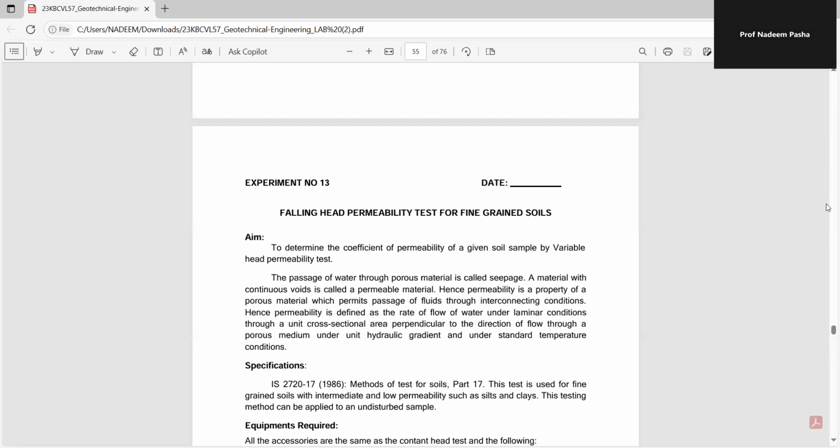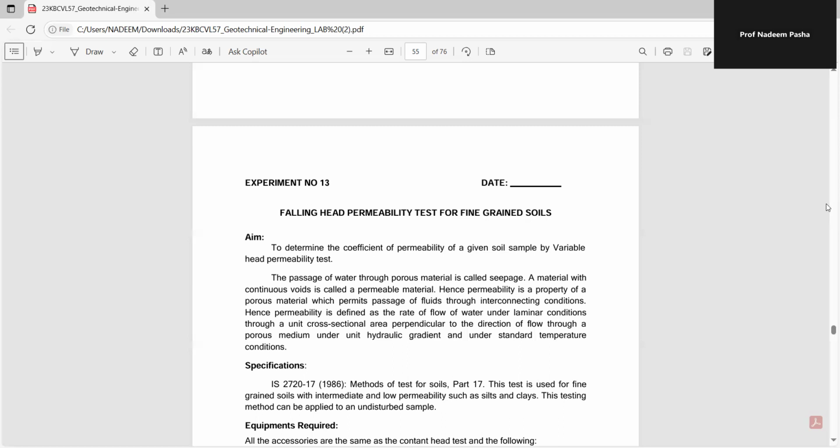The falling head permeability test is a very important test, and before going forward we need to understand what we mean by permeability. So what is permeability? Permeability is nothing but the property of a soil up to how much extent it can allow water through it. The passage of water through a porous medium is called seepage, or it is also known as permeability.